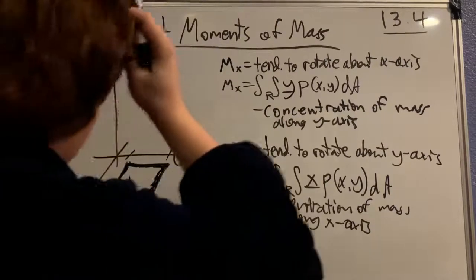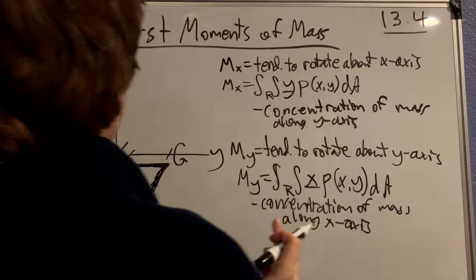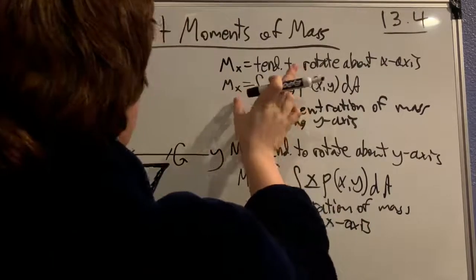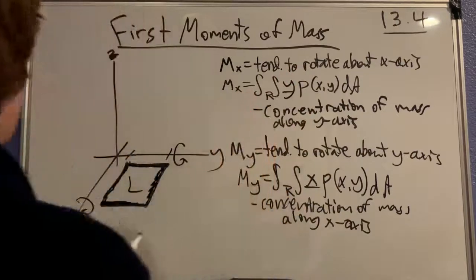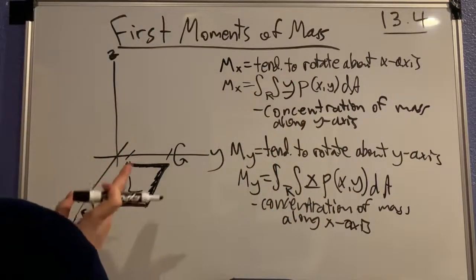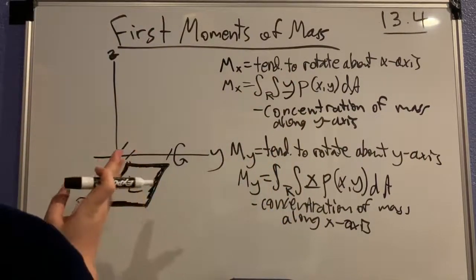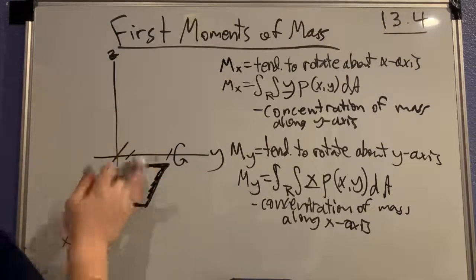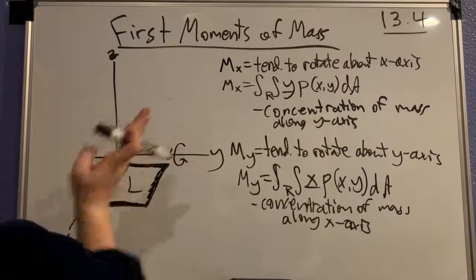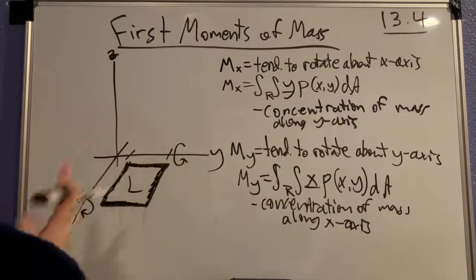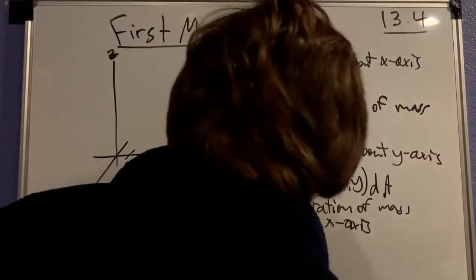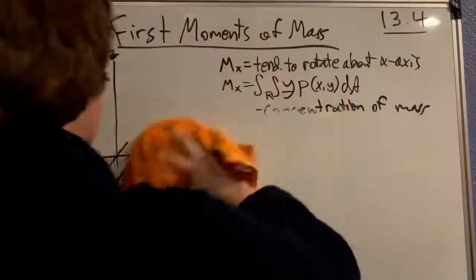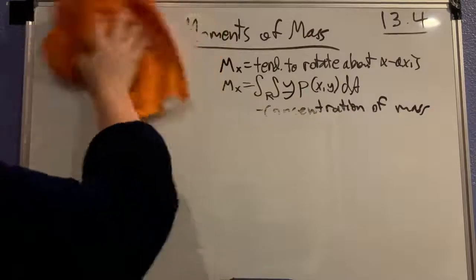So that's the general understanding of why the moments of mass kind of look counterintuitive. It's because the concentration of mass along, or that would make it easier to rotate about the x-axis, would be measured in little slivers of y values. Okay, so I hope you understand the general reasoning behind why that is.